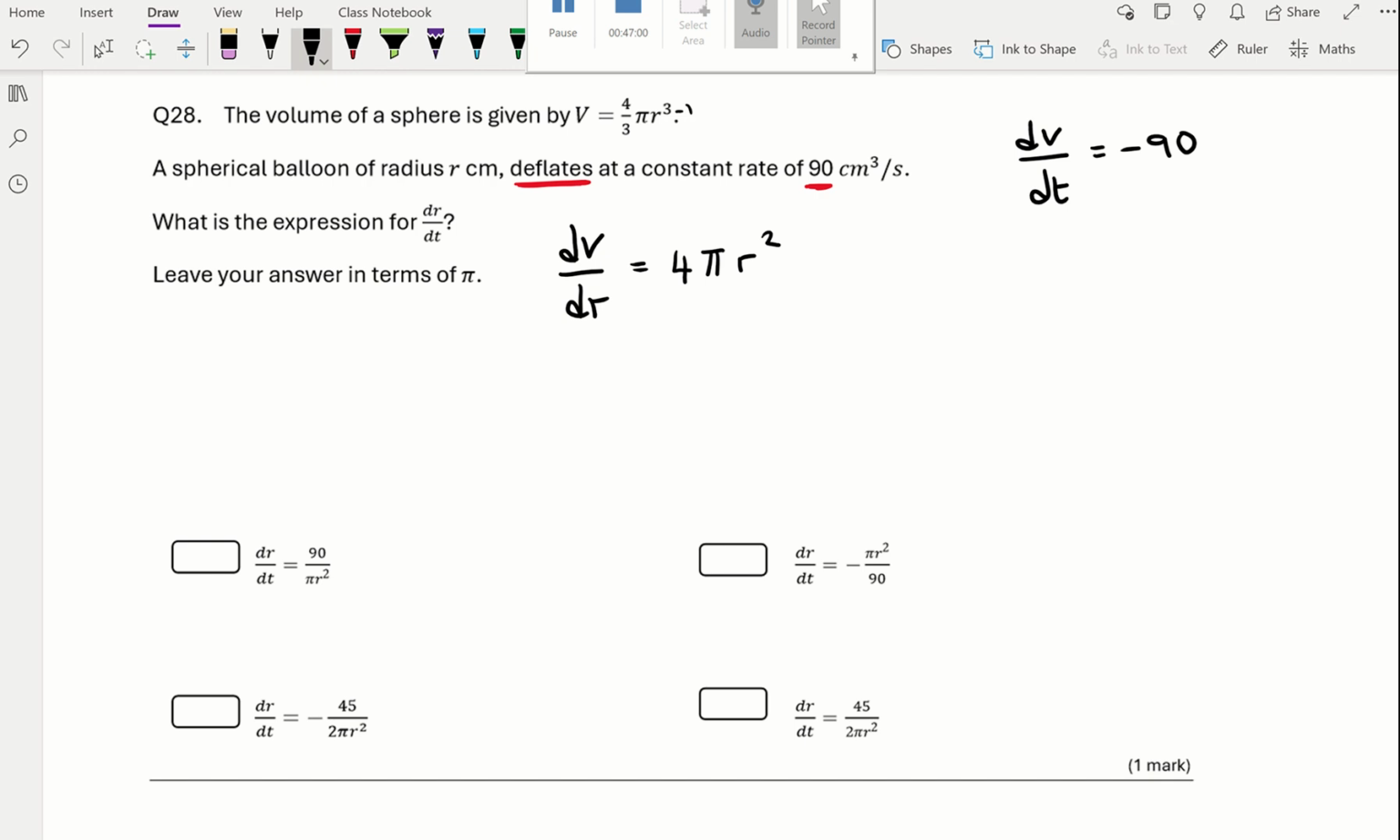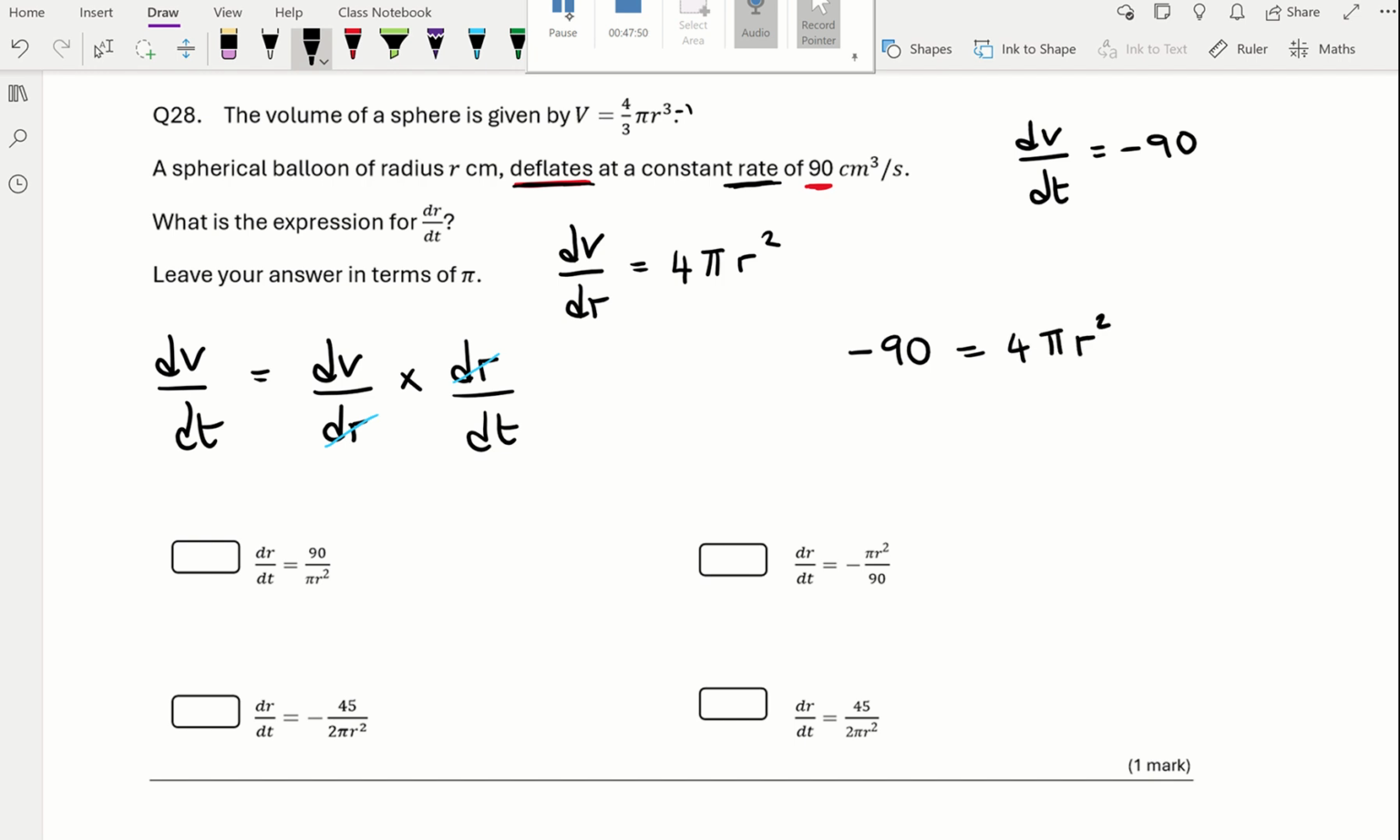So I have dv over dr and I have dv over dt because the volume is deflating at a constant rate. So it says, what is the expression for dr over dt? So dv over dt equals dv over dr times dr over dt. That's the way the formula is set up, because you can see there's dr here, there's dr there, they cross out and they leave dv over dt. So what we have, dv over dt is negative 90, and then dv over dr is 4 pi r squared times dr over dt, which we are trying to find out.